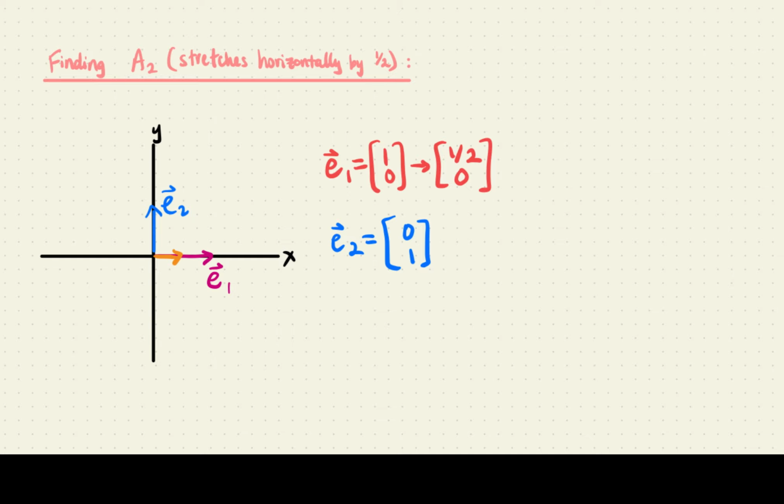Similarly to the case for E1 in the last example, E2 this time has a 0 horizontal component. So I can't stretch or shrink 0. Nothing's going to happen to E2. It'll just stay where it is. So E2 goes to itself. And now my matrix that does the horizontal stretching is going to be given by 1/2, 0 in the first column. Remember, that's where E1 ended up. And 0, 1 in the second column, because that is where E2 ended up. It just happened to not go anywhere. All right, so there's A2.